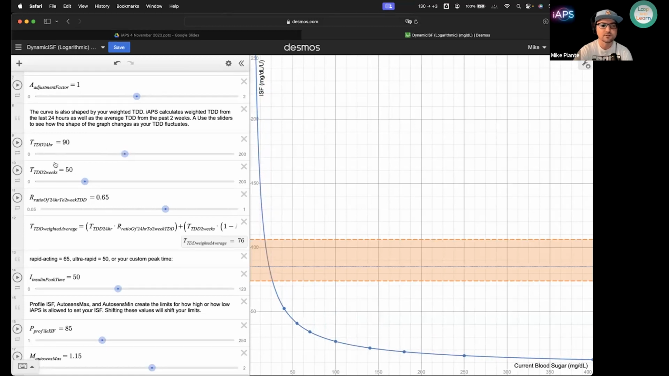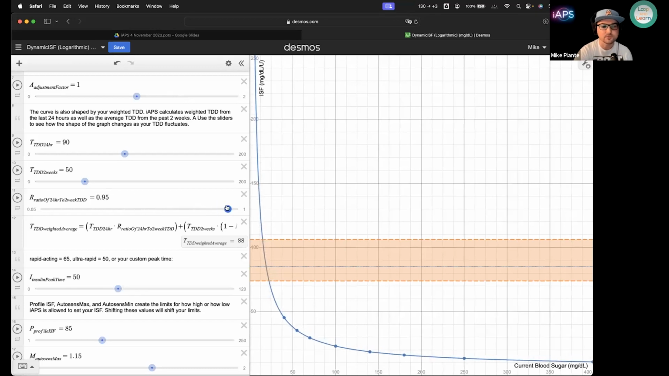But it kind of averages your last 24 hours with your last 2 weeks. And you can set the ratio of how much of the past 24 hours it uses and how much of the past 2 weeks it uses. So there's a setting called weighted average of TDD, weight of past 24 hours. I'm not saying to set this high. Realistically, most people just keep this at the 0.65, the default, unless you have any other reason to change it.